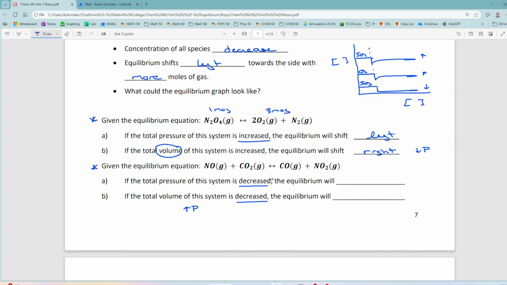Well, we always look at moles of gas. When you look at this reaction, you've got 2 moles of gas on the left, 1 plus 1, and then you've also got 2 moles of gas on the right, 1 plus 1. So which way would the equilibrium shift to counteract this change in pressure? Well, it can't. So the equilibrium will not shift. There's nothing I can do. I can't counteract it with a change in moles of gas, and so then I wouldn't shift left or right.